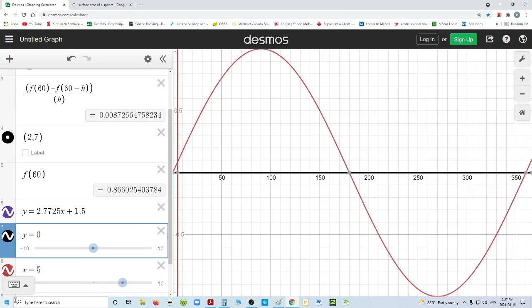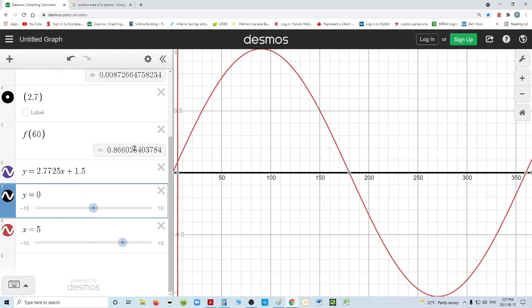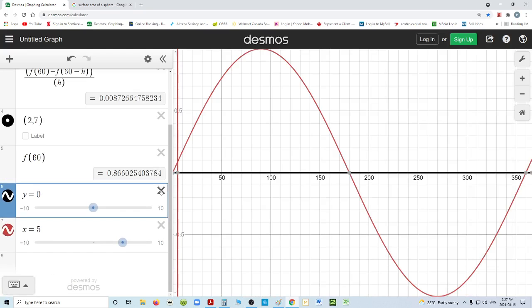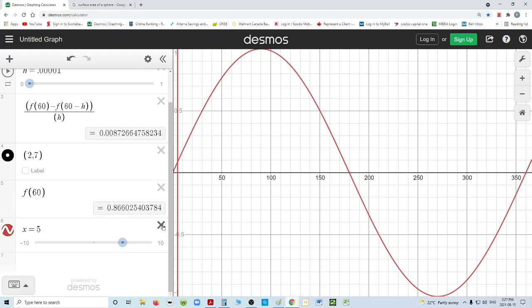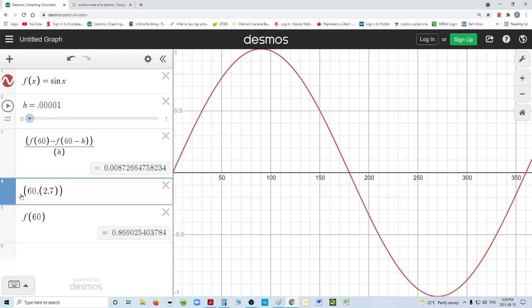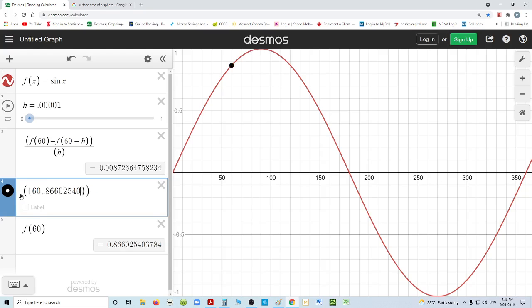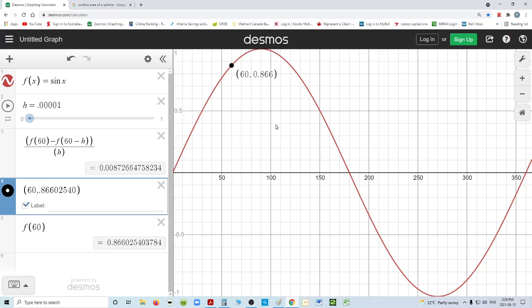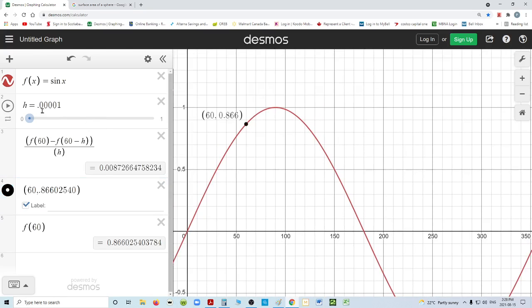And where's the point we're talking about? It's 60 comma 0.8660254. It's that one. And you can see that the slope's really tiny. Interesting, it shouldn't be. It should be quite significant. It shouldn't be that small.